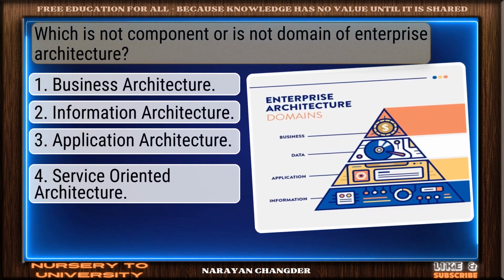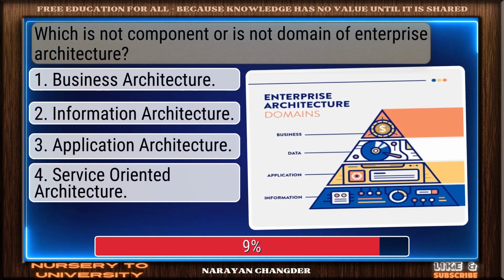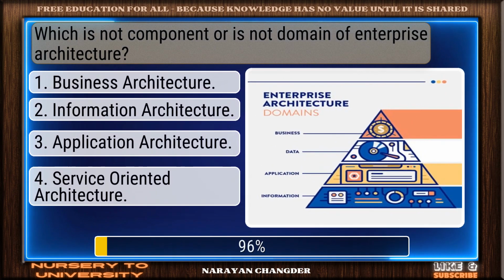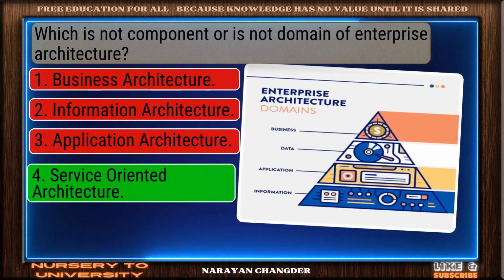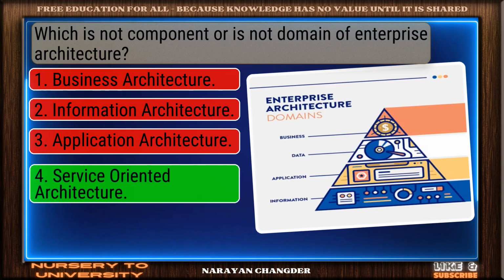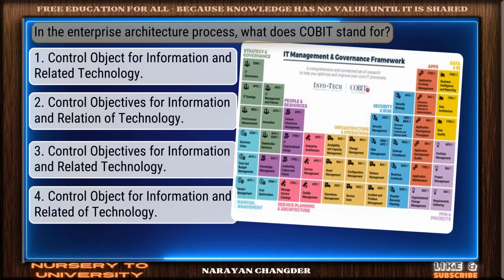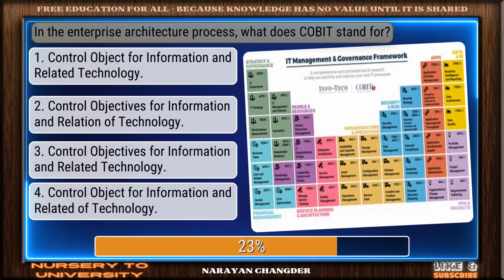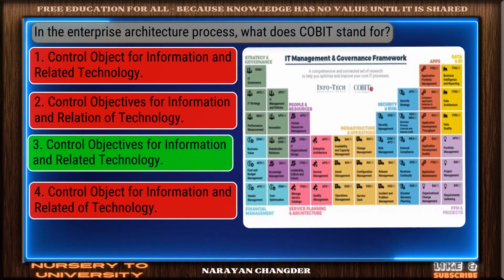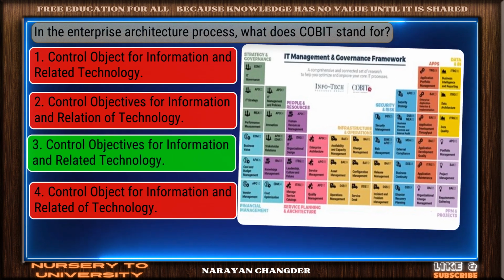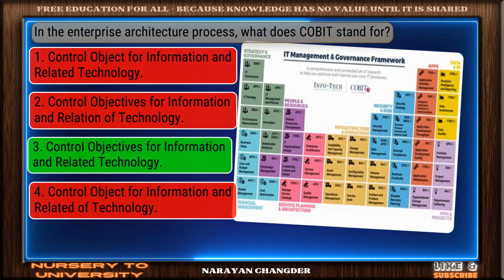Question number 31. Which is not a component or domain of enterprise architecture? Excellent. Service-oriented architecture is a brilliant choice. Question number 32. In the enterprise architecture process, what does COBIT stand for? You're right. Control objectives for information and related technology is the correct answer.